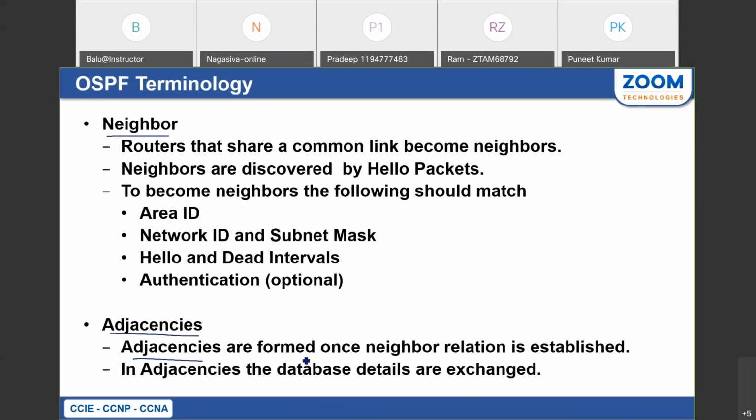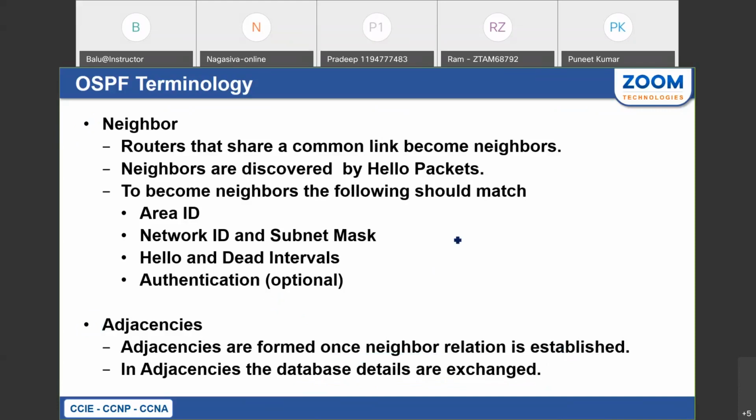Adjacencies are formed once neighbor relation has been established. Only in adjacency are database details exchanged. So here, is database information exchanged by neighbor or adjacencies? So database details are exchanged by what? Adjacency. When adjacency has been formed, once neighbor relation has been established.